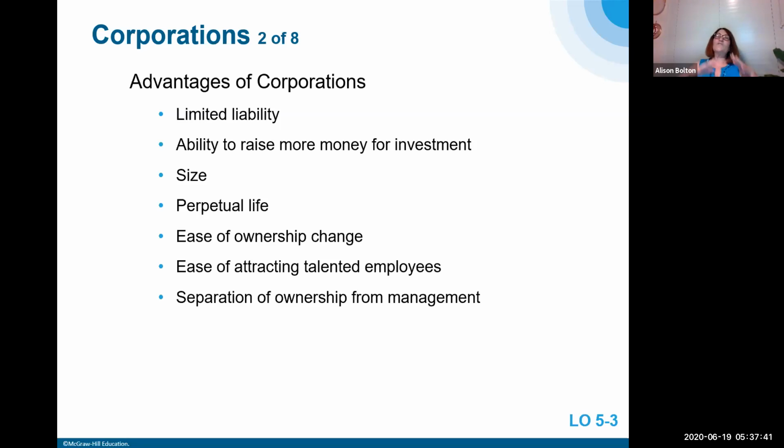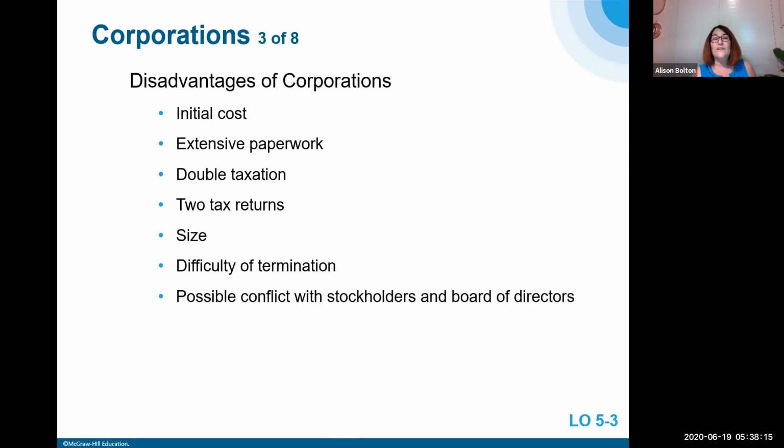Size, you will always be much bigger generally. I mentioned one person could be a corporation, which is true, but you will probably hire people and it'll grow. It'll have perpetual life. A corporation stays alive for so much longer after you have even passed, as long as all the paperwork is continued. There's no reason for the corporation ever to die. The only way it would really die is if somebody went into bankruptcy and had to close the business totally.